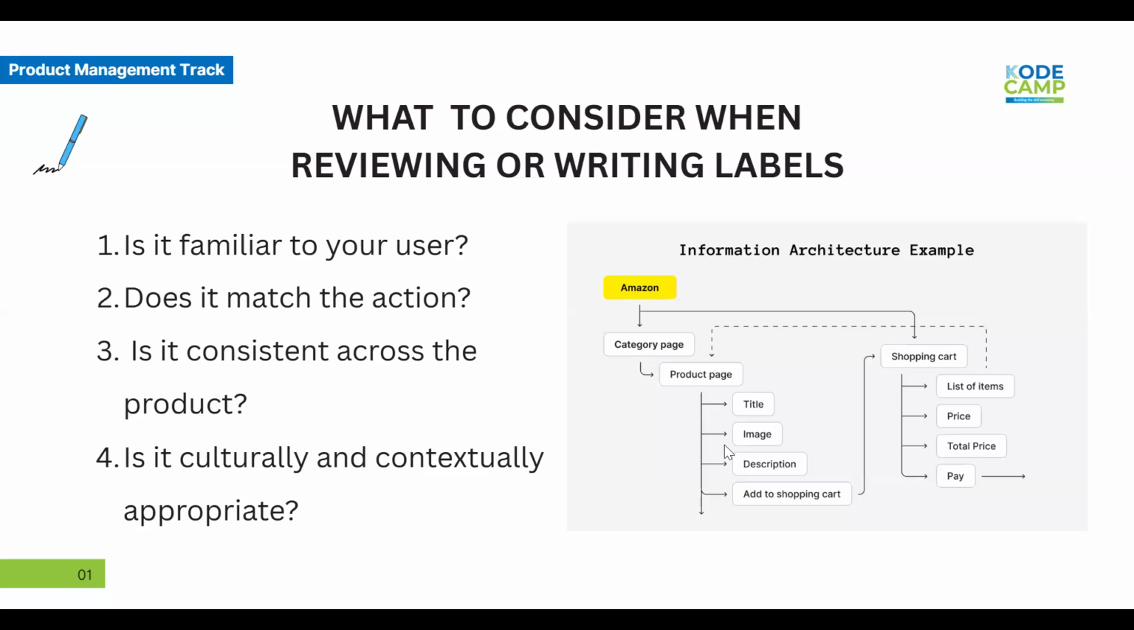Is it consistent across the product? That is the next consideration. If you use the word wallet in one place, don't suddenly switch to balance or cash somewhere else. Keep your naming uniform. That's how users build confidence. When your labels change, users start wondering if the functionality has also changed. But maybe your functionality has not changed. It's just maybe one place you're calling it cash, one place you're calling it balance, but then it means the same thing. You're confusing your user.